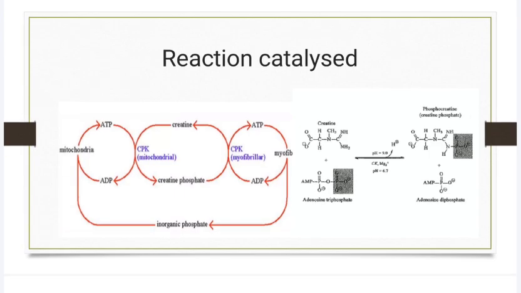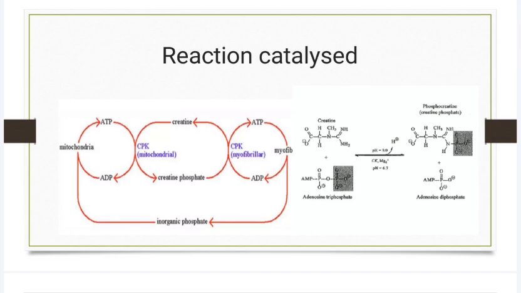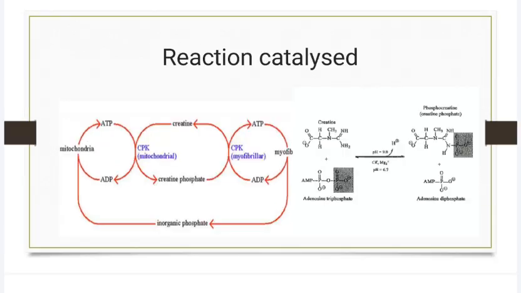So this is the overall reaction catalyzed by creatine phosphokinase. It shuttles the inorganic phosphate between ATP in the mitochondria and the myofibrils present. So ATP is the donor of inorganic phosphate for creatine. By taking up the inorganic phosphate, creatine is converted into creatine phosphate. This is a reaction catalyzed by creatine phosphokinase.